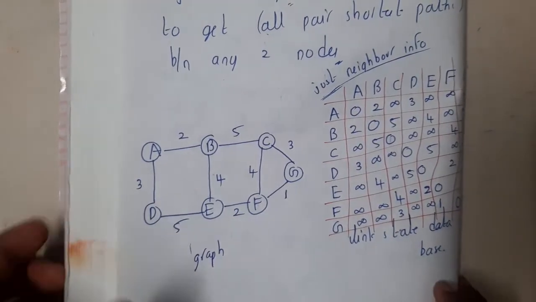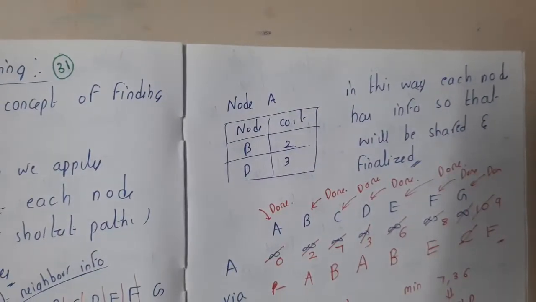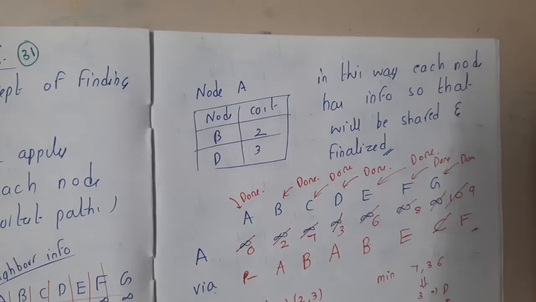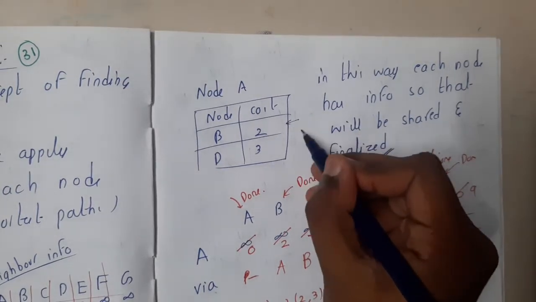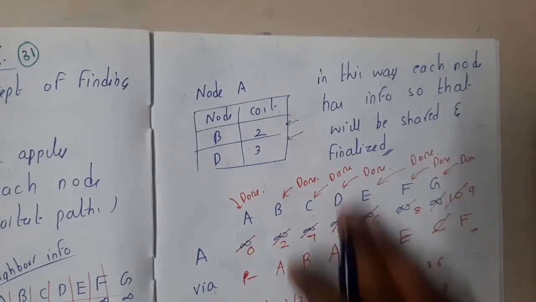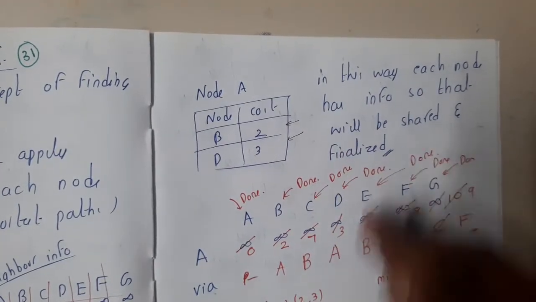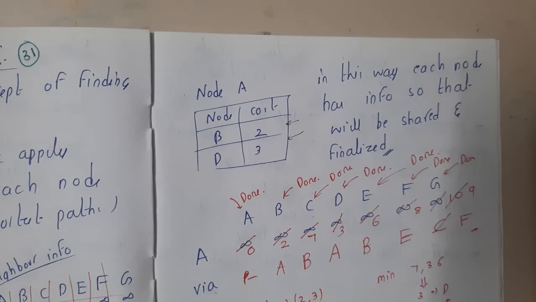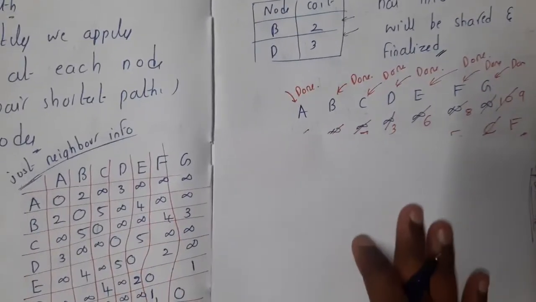Got it? Okay. Now for the same example, let us start applying Dijkstra's algorithm. One more thing you should understand: previously, when solving these questions, we always used to pass the whole table, right? But here we pass only the part of the table which has data. That's it. In this way each node has information, which will be shared and finalized. So let us solve the problem. Once you are done with it, you will get more clarity, guys. I'm 100% sure about it.